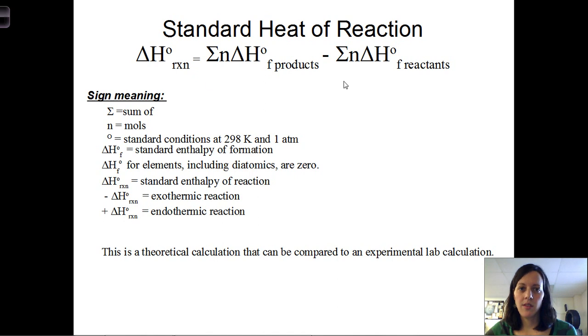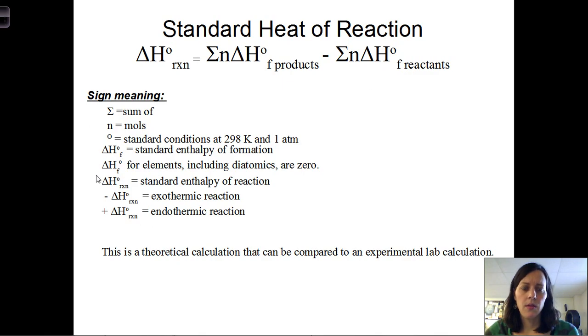So let's look at this equation for a second. It looks complicated, but it's really not. I'll give an example on the next page. Delta H is our change in energy, or the change in enthalpy, or the change in heat for a specific reaction. This capital sigma is a Greek symbol. It means sum of, or add all together. n is moles, times the individual heats of formation of the products, minus adding all up the moles times the change in heat of formation for the reactants.